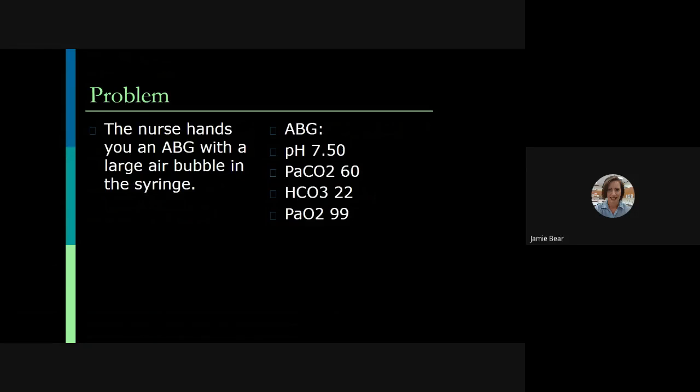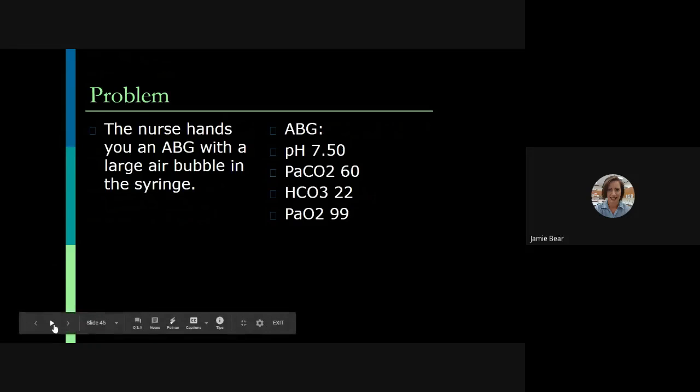In this sample, the pH is 7.50 or alkalotic, whereas the CO2 and the bicarbonate, so the respiratory and the bicarbonate system, is leading to an acidosis. So there's no way, if you did Henderson-Hasselbalch, you could get a pH of 7.50 with these acidotic samples. Just redraw the sample and make sure that it's calibrated. It's that large air bubble that is adding room air into that sample.